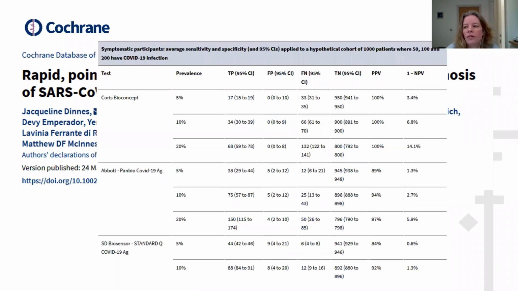So this review included several different tests, and there are lots of numbers involved. So this is just a snapshot of the summary findings table, and you can see that this is like a fifth of actually this table. It goes on for several pages, and so we've got various different numbers. We're talking about effectiveness at different prevalences. We've got true positives, false negatives, true negatives, positive predictive values and negative predictive values. And this is just a selection of the tests that they actually looked at.